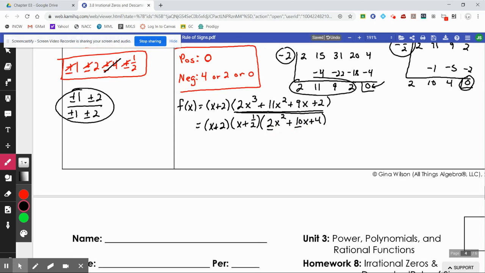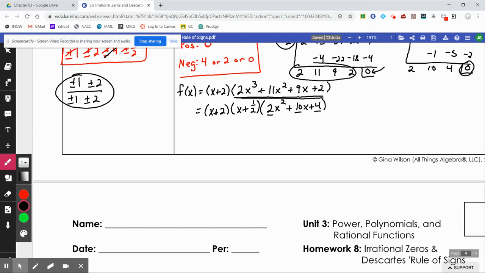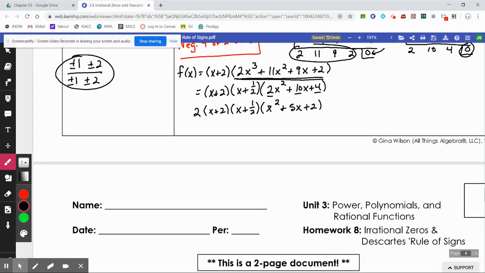Now we can factor this by normal methods. Notice that we have a 2 in common that could have actually been factored all the way to the front. And I do like to put those numbers all the way out front whenever you factor them out. So I now have 2 times x plus 2 times x plus 1/2. And this turns this into x squared plus 5x plus 2. Now we can try to factor it, but it's not going to. Adds to give me 5, multiplies give me 2, that does not exist.